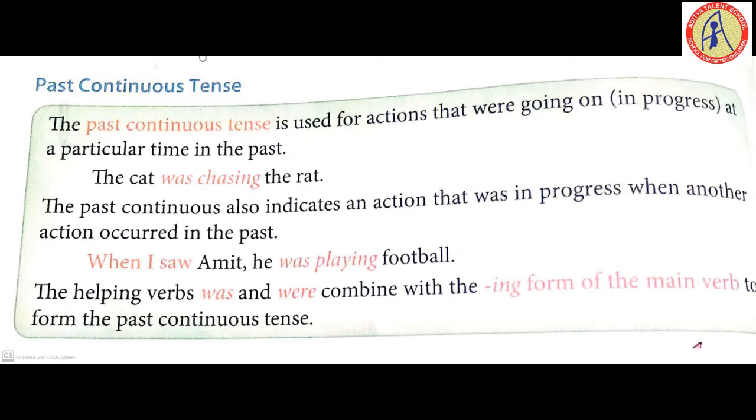The structure of the past continuous is: if your subject is singular, was plus verb ing form. If the subject is plural, were plus verb ing form.